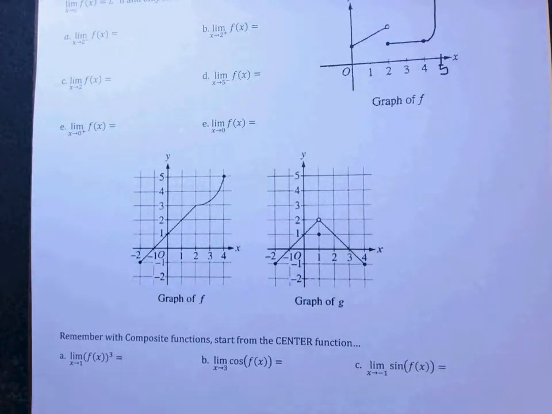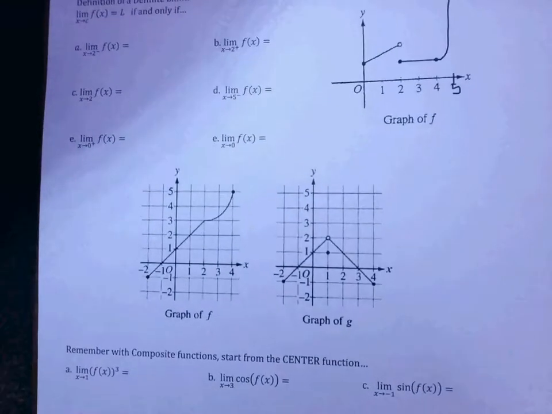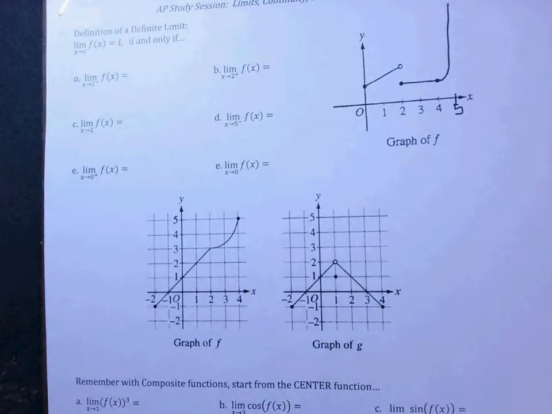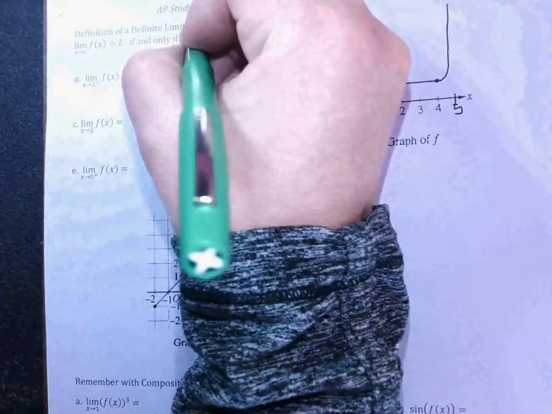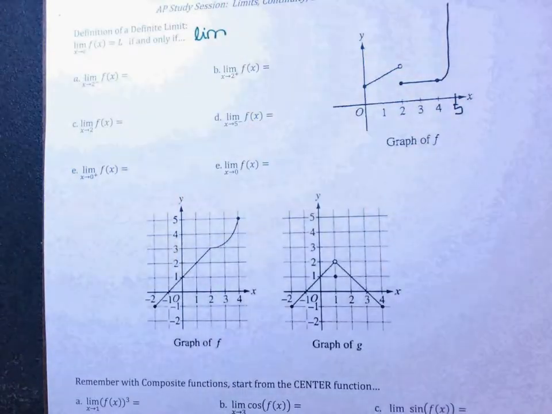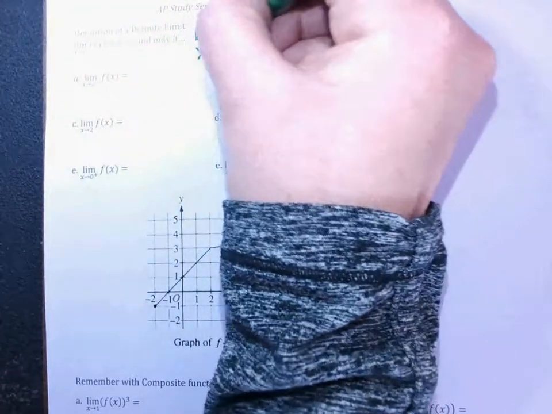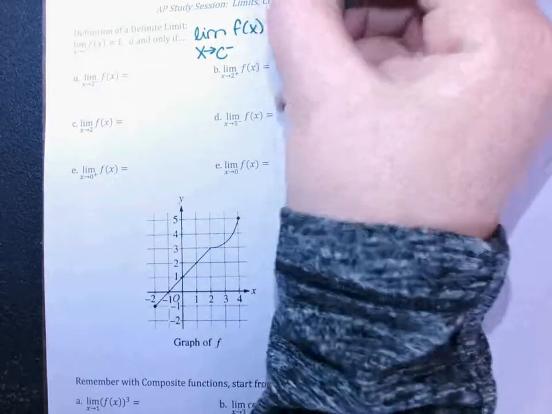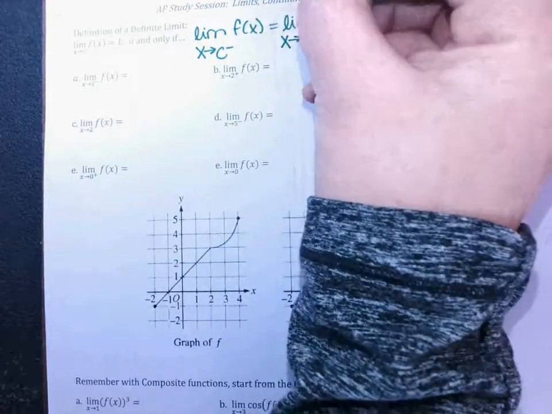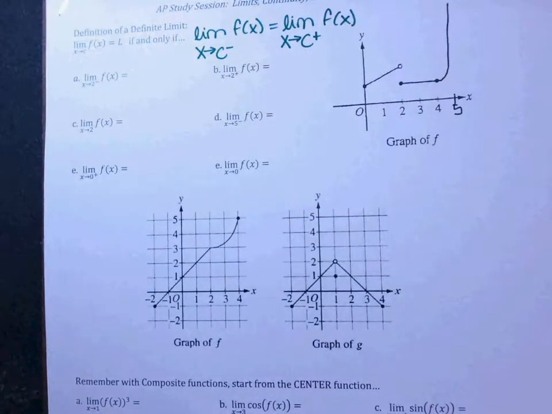So we're going way back to first semester, like first week of school. How do you know if a limit exists, if what two things are equal? The left and the right. Okay, good. So the limit as x approaches c from the left has to equal the limit as x approaches c from the right. So remember, you only have a limit if your left and your rights are the same.